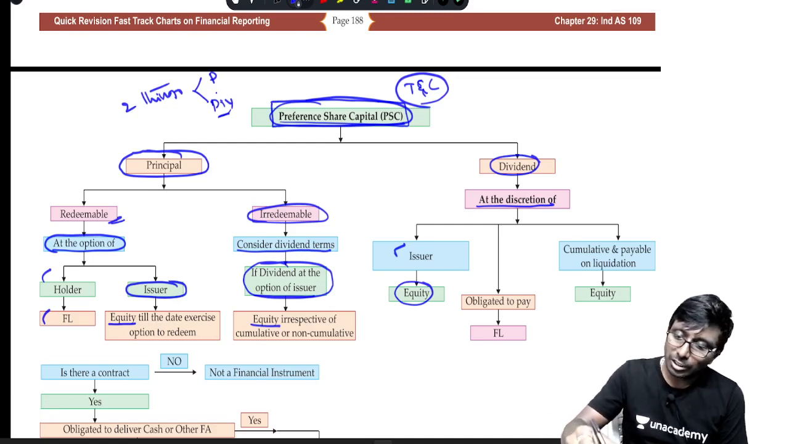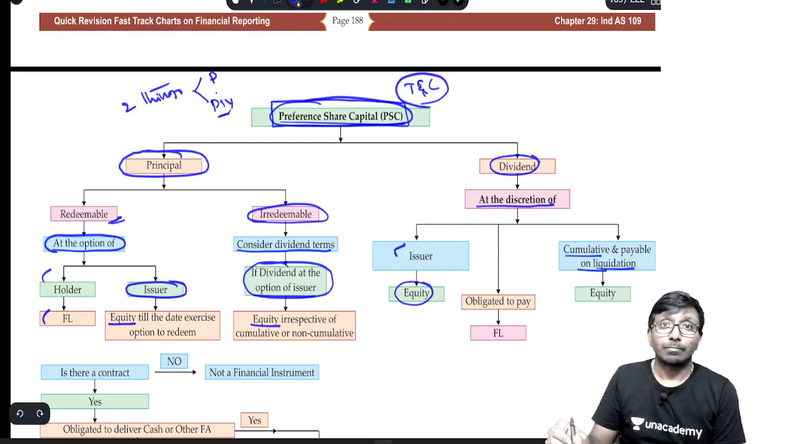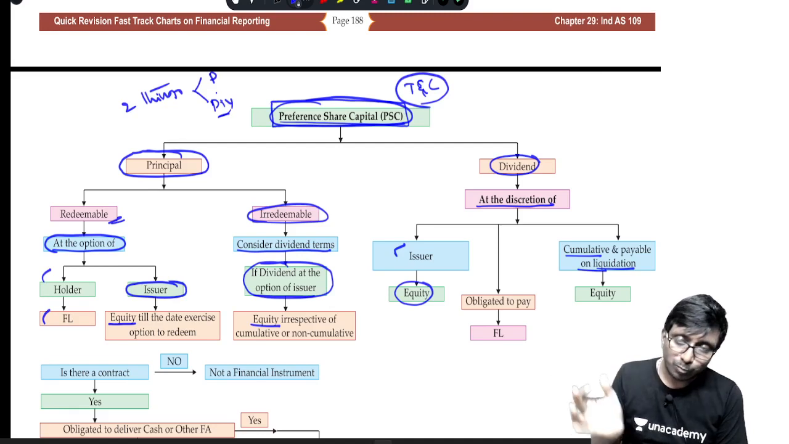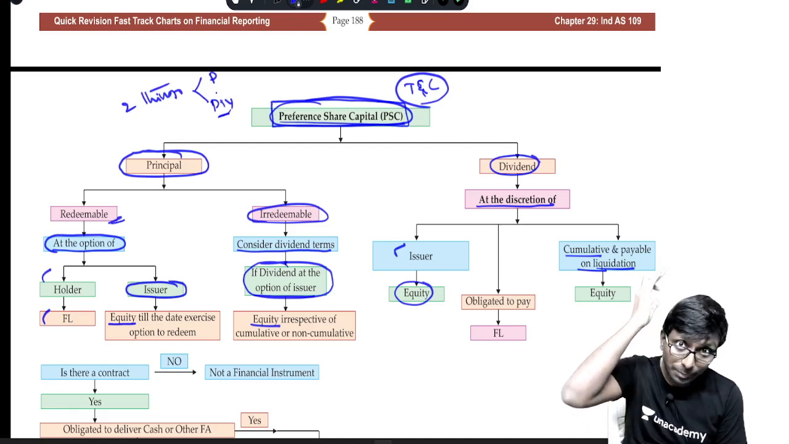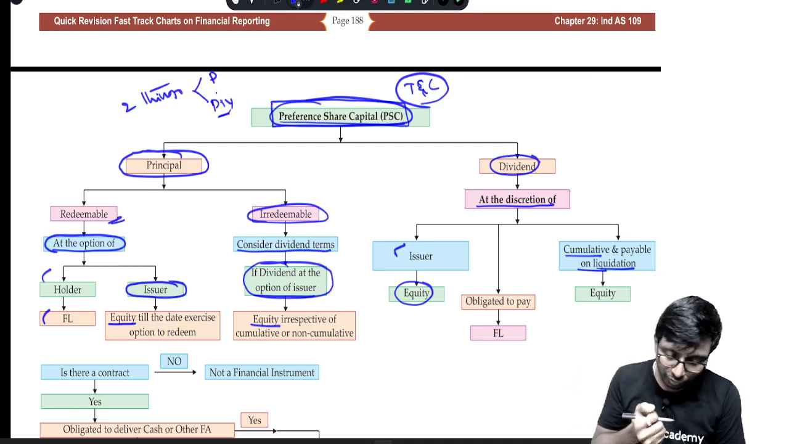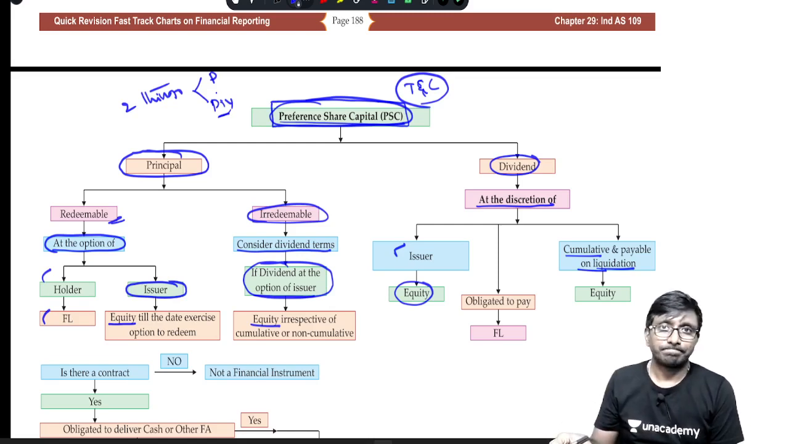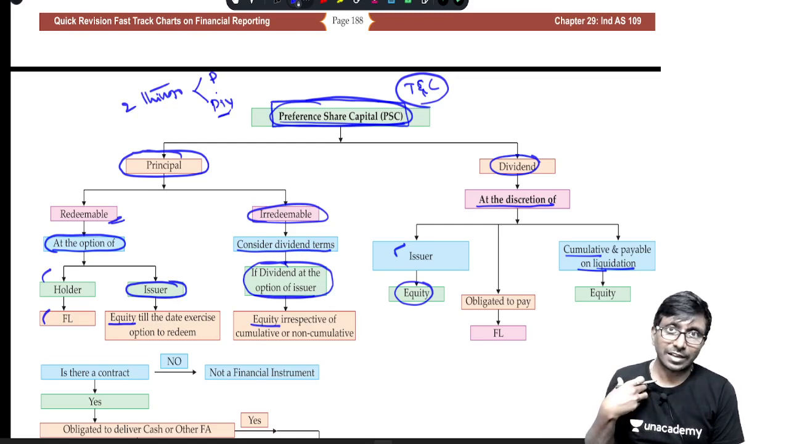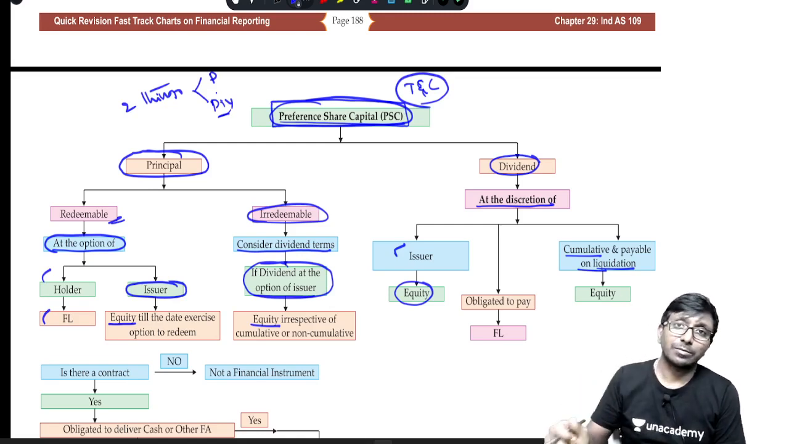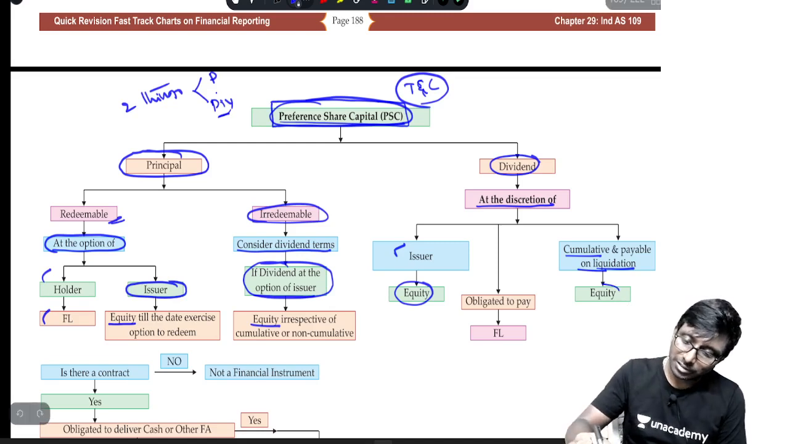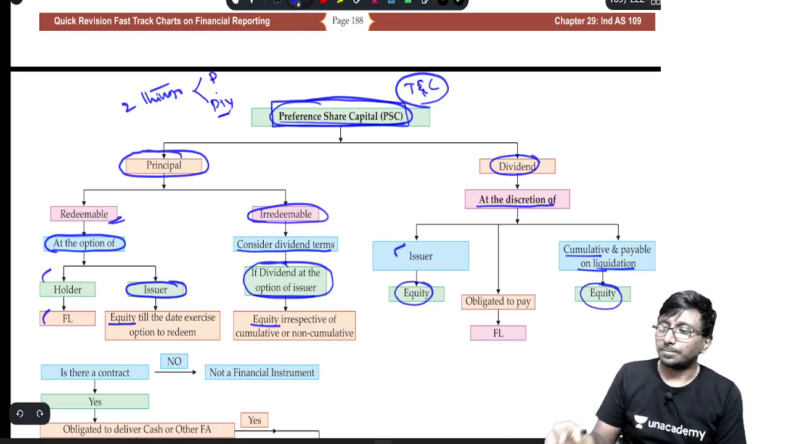No, sir, it is cumulative and payable on liquidation. You understood? It is payable on liquidation. Means we can start postponing; we will pay at liquidation. As of today, does the shareholder have the right? I will pay only at the time of liquidation. I can accumulate it and pay. Under that circumstance, seriously, it is equity.